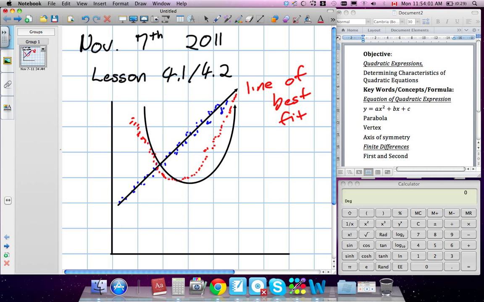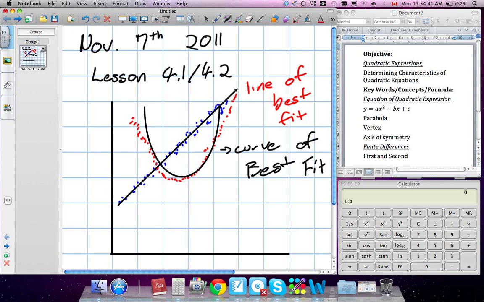Okay? That's okay. That's roughly what we're looking for, something like this. So this would be known as a curve of best fit. Okay? I know it's not perfect. Now, this is what's important.